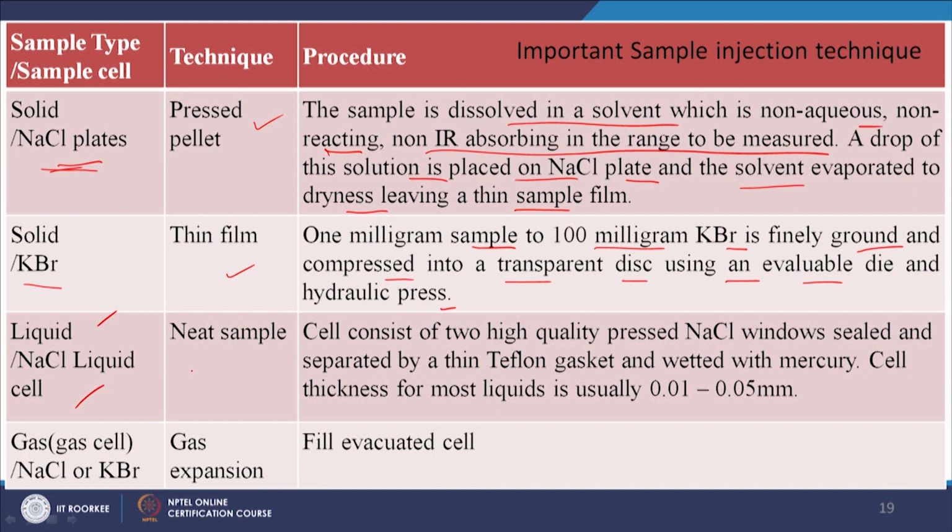If the sample is liquid, then an NaCl liquid cell can be used, and this method is for a neat sample. The cell consists of two high quality pressed NaCl windows sealed and separated by a thin Teflon gasket and weighted with mercury. Cell thickness for most liquids is usually 0.01 to 0.5 millimeters. Similarly, for gas samples NaCl or KBr can be used, and gas expansion is the method.